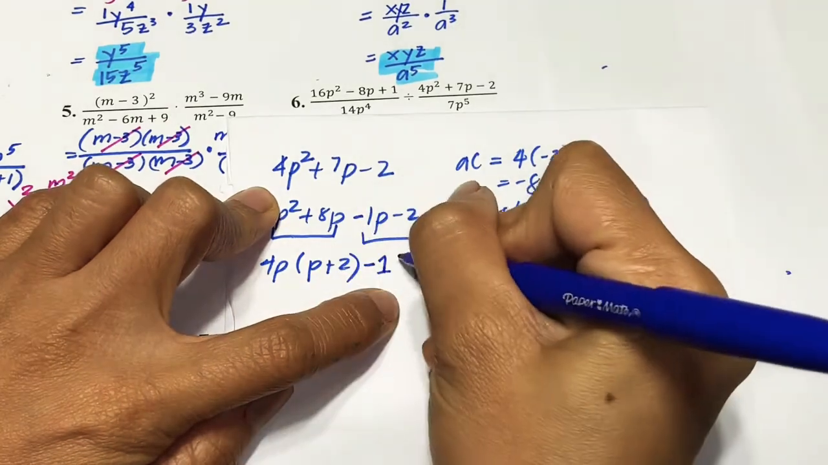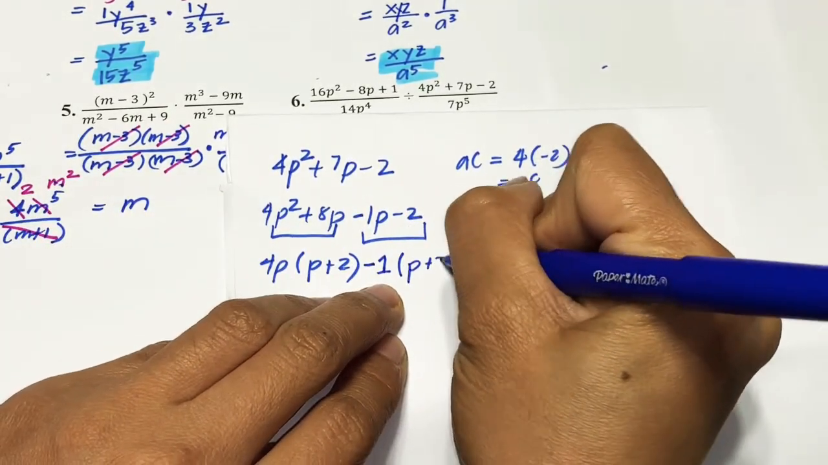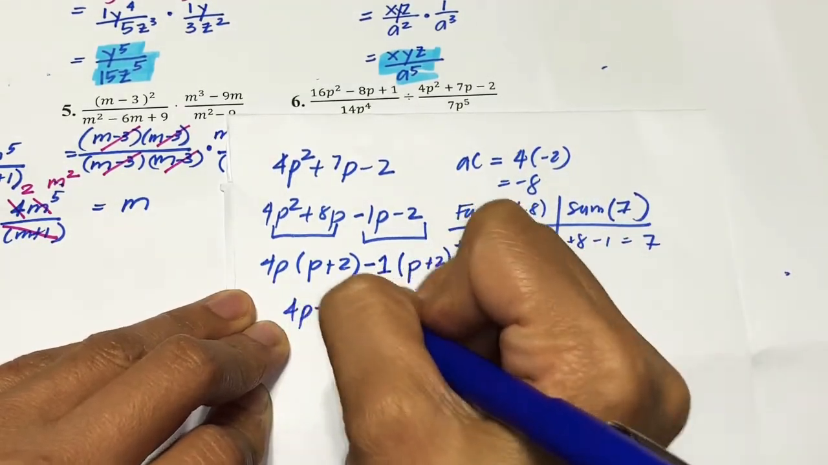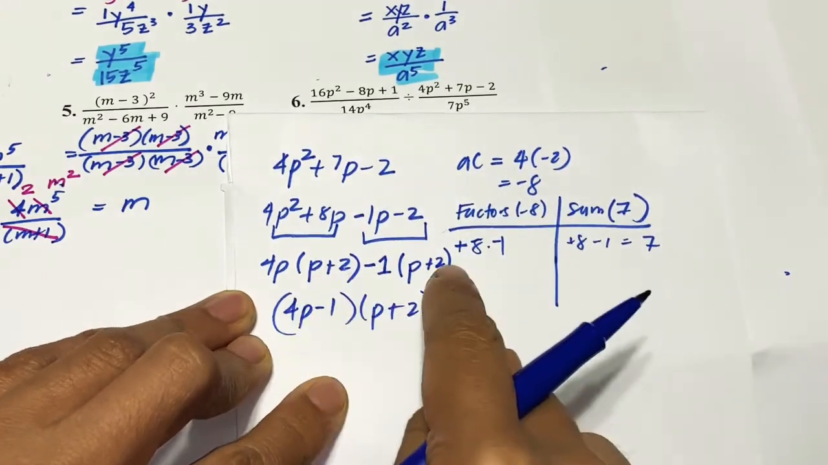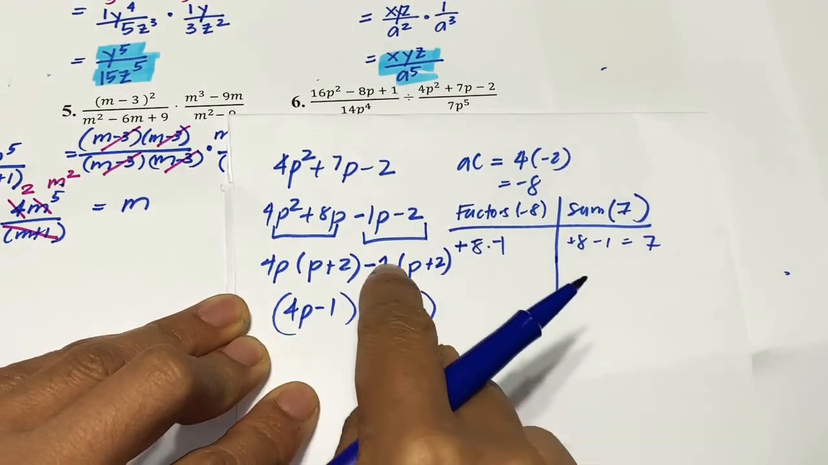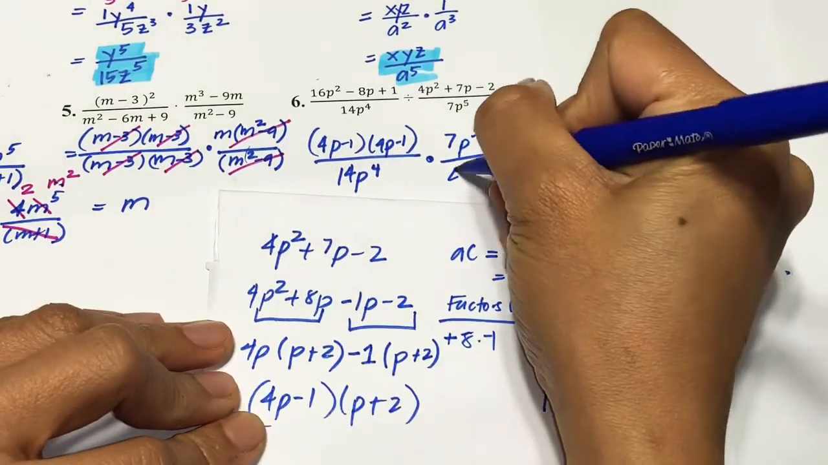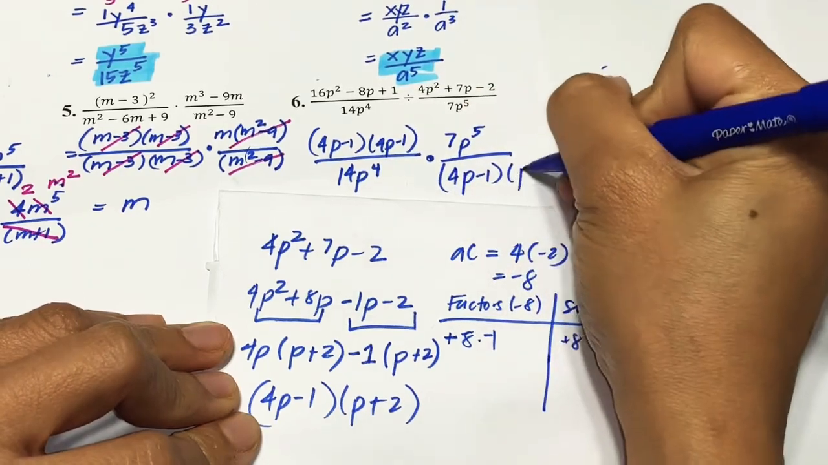Okay. And then p plus 2. So final answer, 4p minus 1 times p plus 2, because these two are the same. So take it out, and then you're left with that. Okay, so 4p minus 1 times p plus 2.